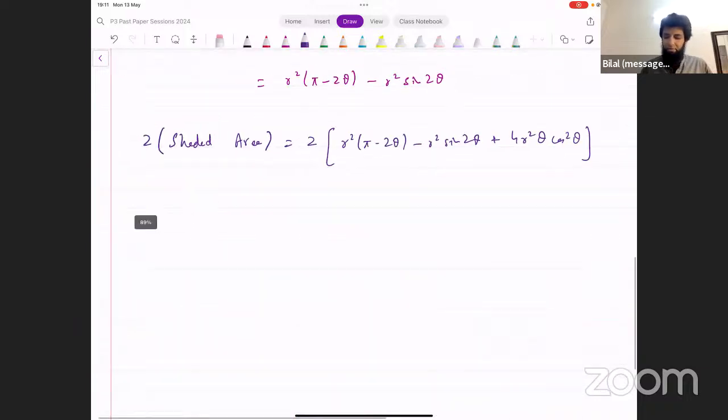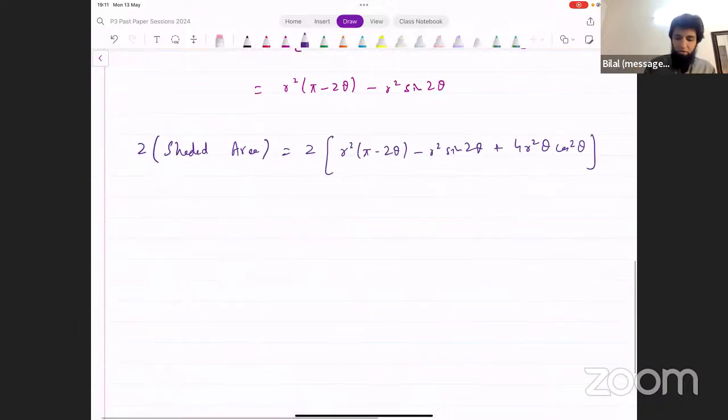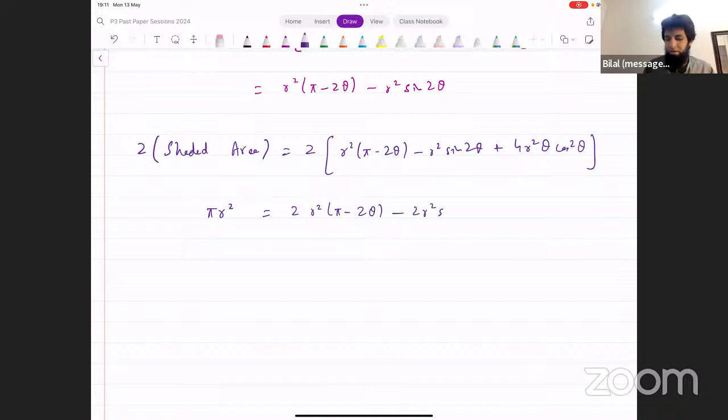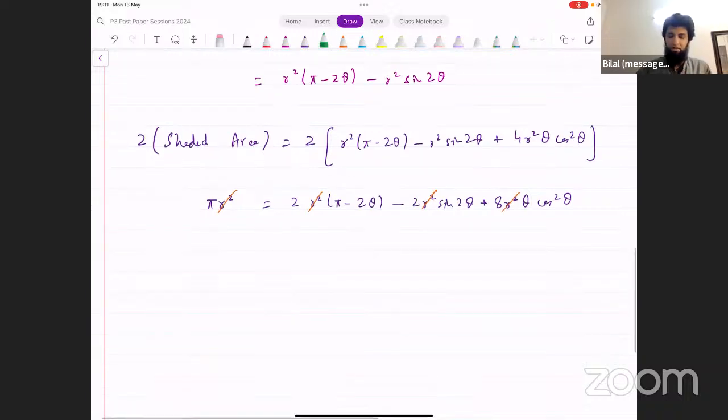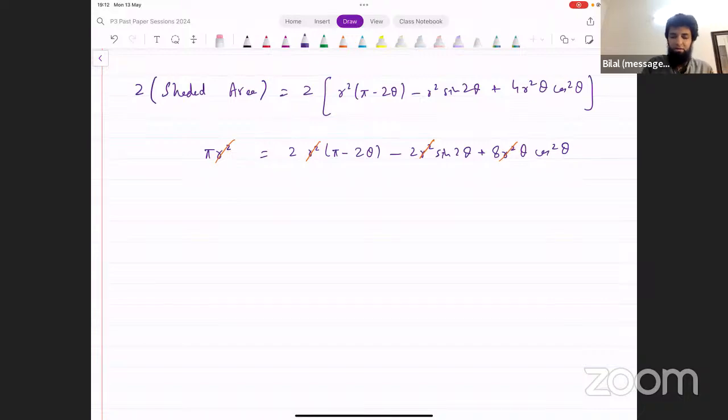Okay, now 2 into shaded area becomes pi r squared. Pi r squared equals 2 into this whole thing. Now you see you have 2r squared into (pi minus 2 theta) minus 2r squared into sine of 2 theta plus 8r squared theta into cos squared theta. Now r squared is appearing in every single term. That will get cancelled eventually. Why? Because we can take r squared common and divide the whole thing by that, and this is what we get.